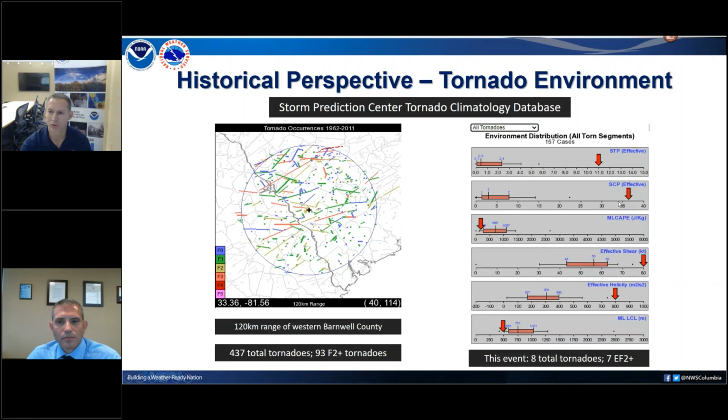Same for the supercell composite parameter. We had values up around 36. The maximum value in the database is about 23 or so in this climatology. Again, the shear really high, off the charts. Helicity 800, which is above the maximum value. So just again, to really highlight how significant this event was and how extreme these parameters were to be in place that supported this event.